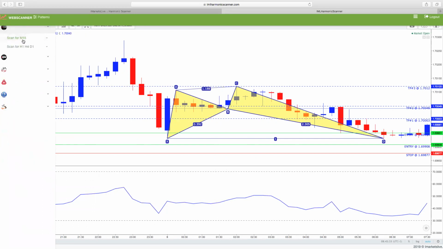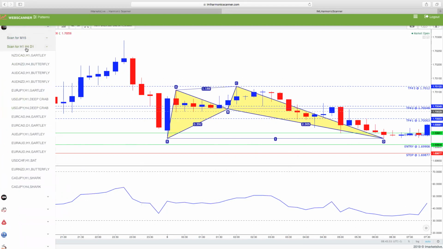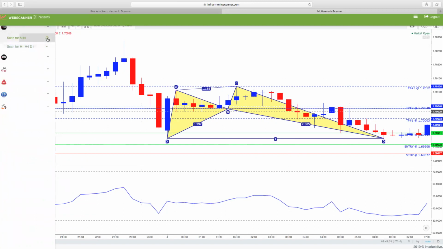If you choose Scan for M15, all of the trades under this drop-down just mean that it takes 15 minutes for each of these candles to form, okay? So these trades happen relatively quickly as opposed to the ones that take 1 hour, 4 hours, or a day to form, okay? So you can click on this drop-down and choose a pair of your choice. So let's just click on GBPCAD 15-minute shark.